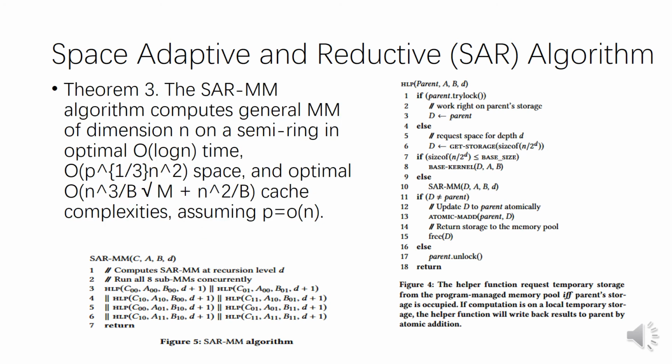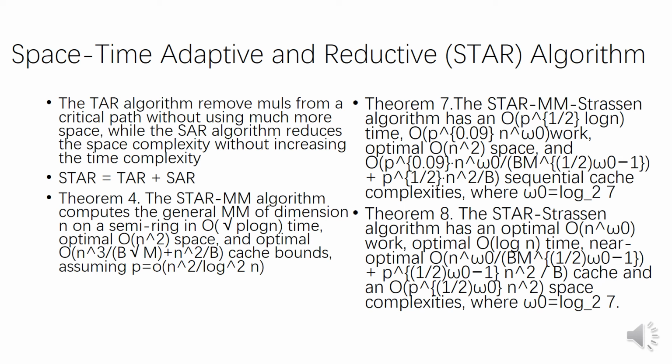So by these two optimizations, we have Theorem 3: the SAR-MM algorithm has a sublinear time, actually an asymptotically optimum time of order log n, and order p to the power of 1/3 times n squared space, and optimum cache complexities, assuming p equals little o of n. So for this SAR-MM algorithm, the time complexity is optimal and the cache complexity is optimal, but the space complexity is a little above the optimal. The optimum space is n squared. We have n squared times a factor of p to the power 1/3. So we can see the TAR algorithm removes multiplication from the critical path without using much more space, while the SAR algorithm reduces the space complexity without increasing the time complexity.